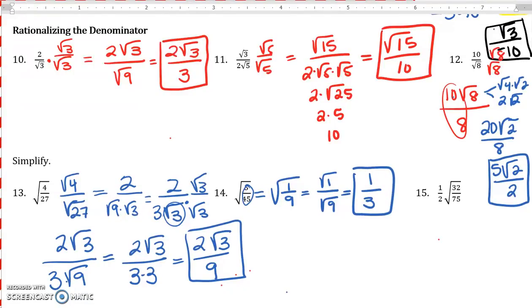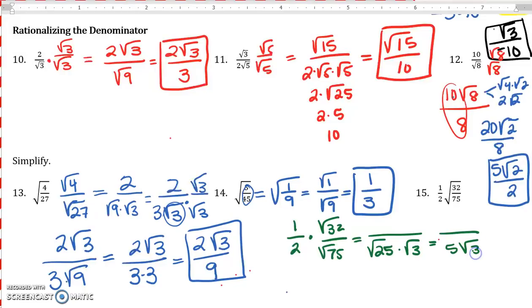All right, last one, number 15. I have 1/2 times the square root of 32 over the square root of 75. 32 over 75 is fully simplified, so I can't use my little trick. So I'm going to have to split everything. I'm going to work over here because I have a feeling I'm going to need the room. So 1/2 times, I'm going to split it, the square root of 32 over the square root of 75. 75 I know is 25 and 3, which is 5 root 3. The square root of 32 is 16 and 2, which is 4 root 2.